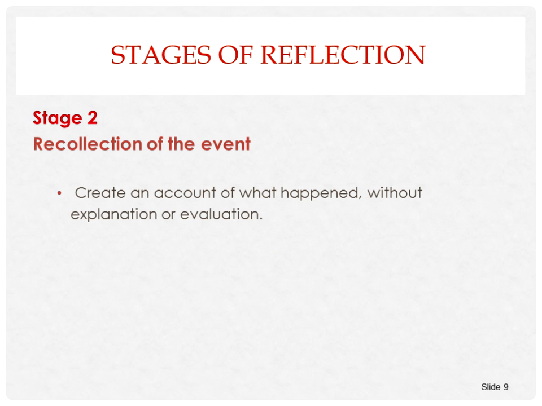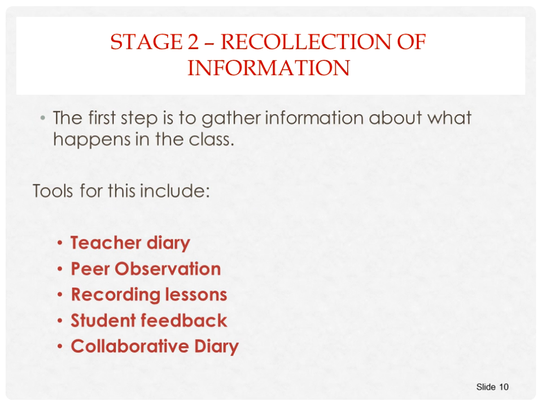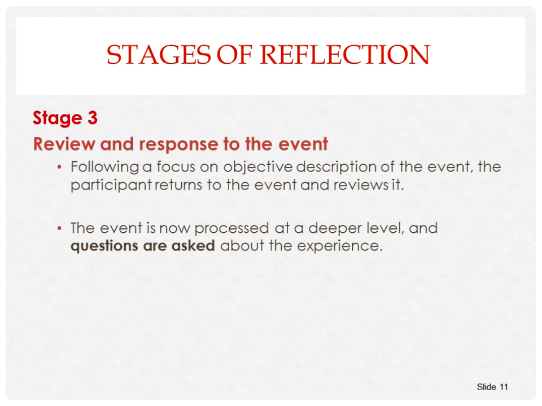Stage 2 is creating an account of what happened without explanation or evaluation. So your process of how you maybe delivered a certain aspect of the lesson. And then from there, continuing with stage 2, obviously set up within the assignment is your journal. So you should be reflecting regularly. Peer observations if you can, so it could be even your buddy process, recording lessons, student feedback, so a discussion board. You could be reflecting on your own learning journey in relation to pre-service teaching.